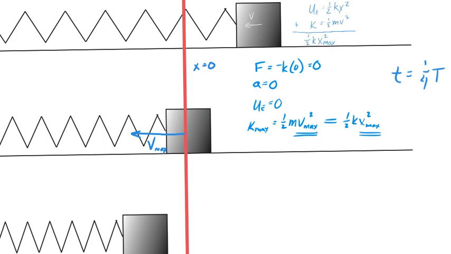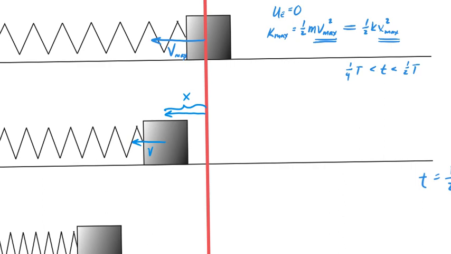Ready to keep going? New time. We are now at a time greater than 1/4 of the period, but we're less than 1/2 of the period. We're in between. You'll notice suddenly that the displacement is on the other side. Velocity is still in this direction, but it's getting slower.